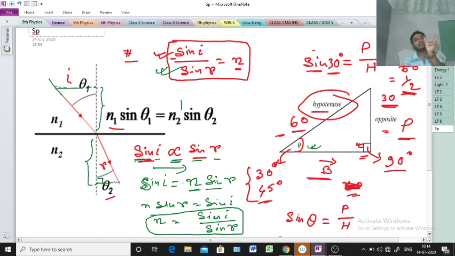Sine of angle of incidence এর সঙ্গে sine of angle of refraction কে যদি আমরা divide করি, then আমরা কি পাবো? Not angle of refraction, sorry, refractive index. Then you will get the refractive index. So n equal to sine of angle of incidence to sine of angle of refraction. Clear or not? Just tell me.